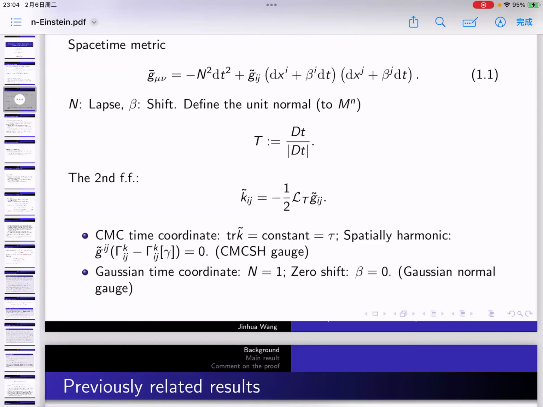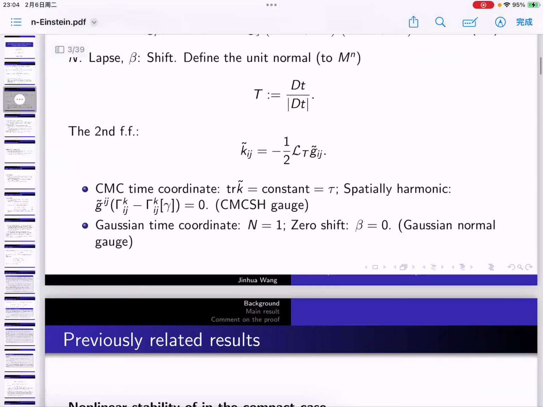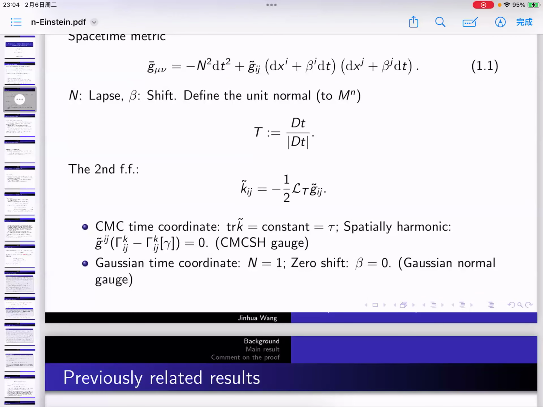It was introduced by Andersson and Moncrief. And there's also this Gaussian time coordinate, which means N is the constant 1, and with this zero shift, this is also called the Gaussian normal gauge, and this is the gauge that I will talk about in this talk.